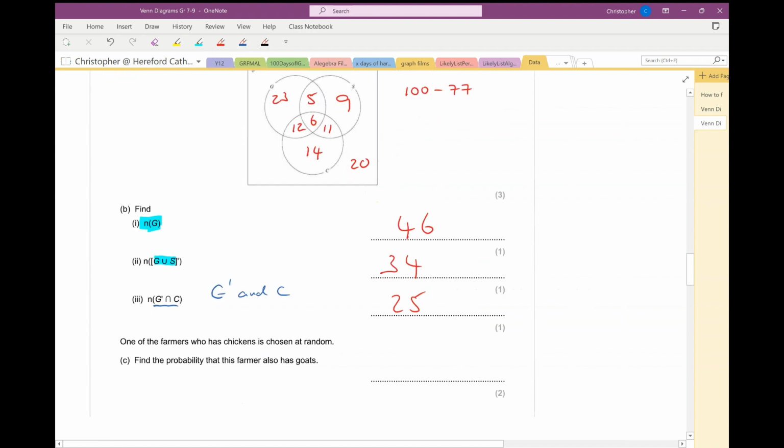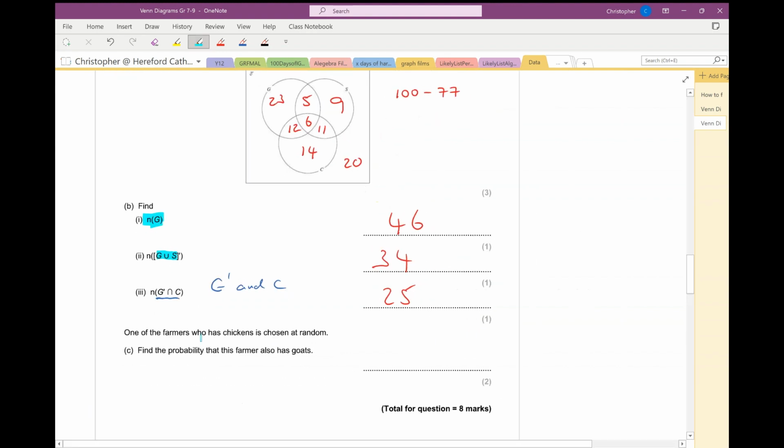One of the farmers who has chickens is chosen at random. So we know we're dealing with these farmers only. One of those is chosen at random. Find the probability that this farmer also has goats.